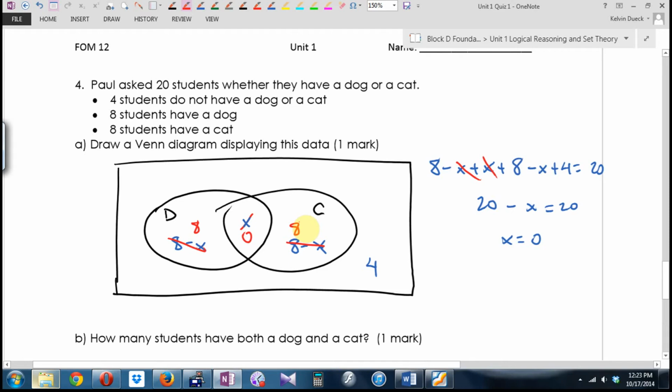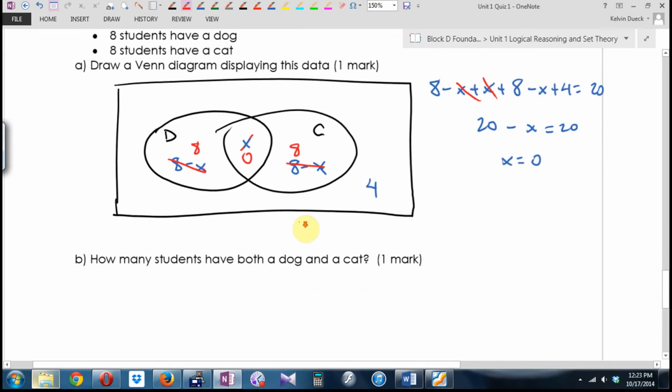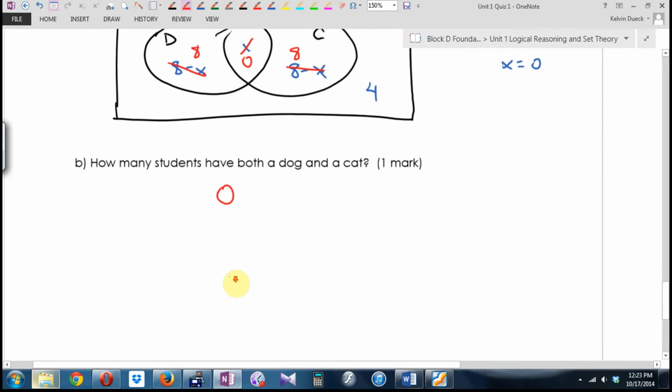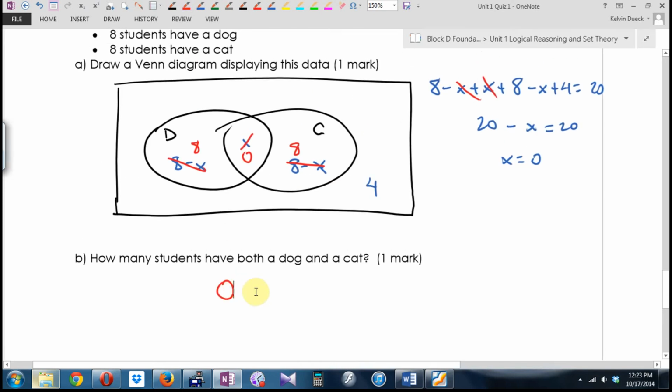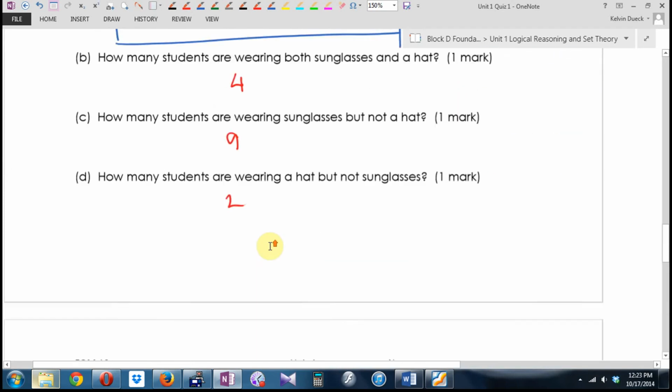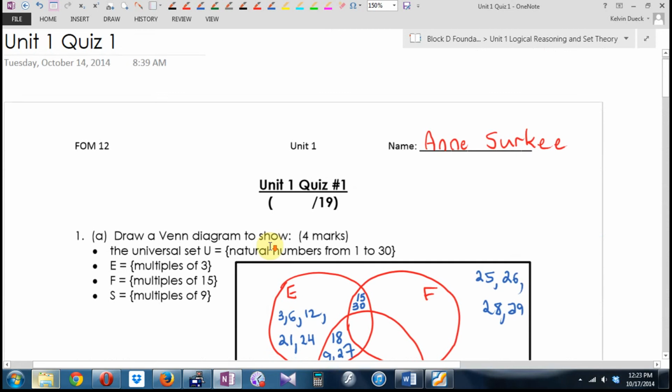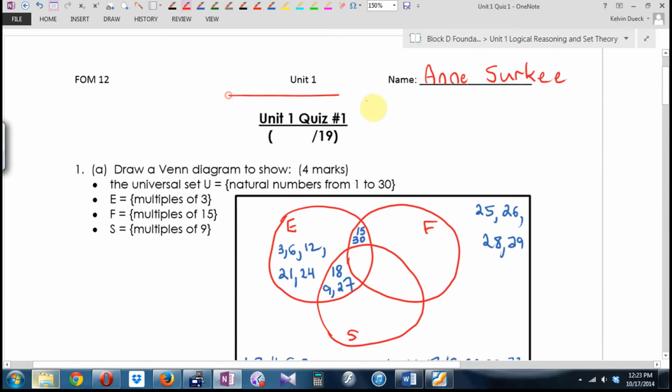I guess none of these kids have a cat and a dog. 0. I don't know why I didn't ask more questions with this one, but oh well. Can you give yourself a score at the top of your quiz, please, out of, count 'em, 19?